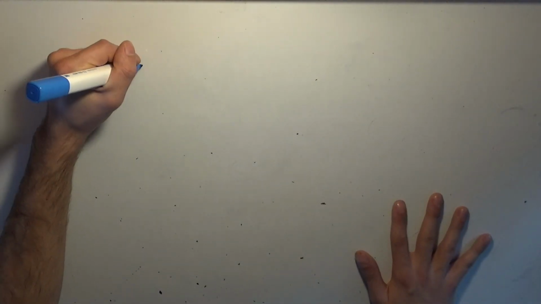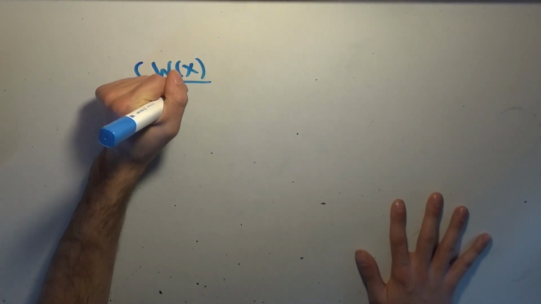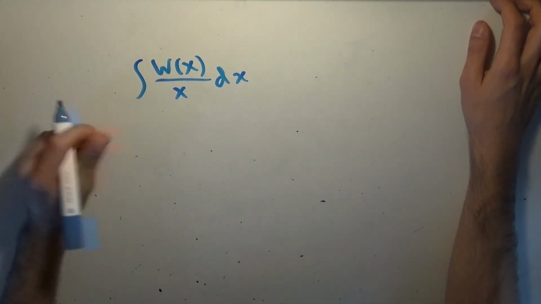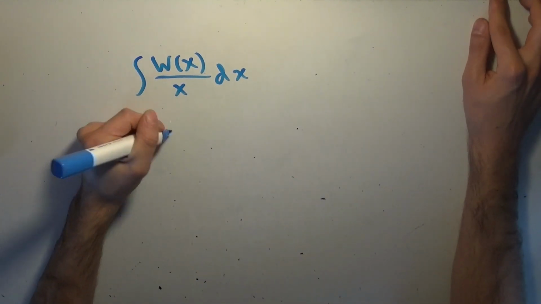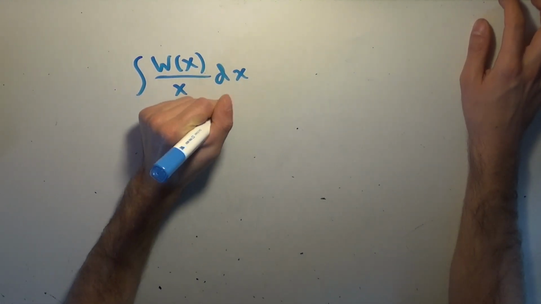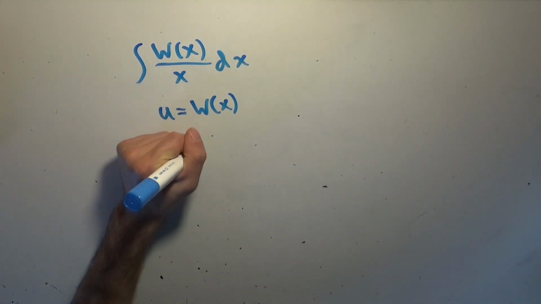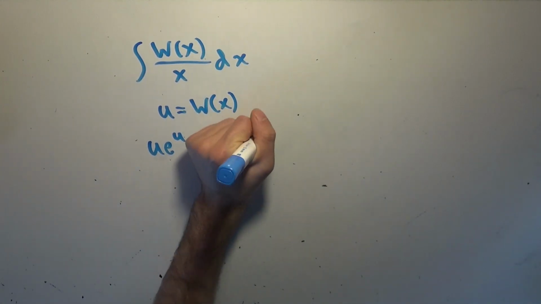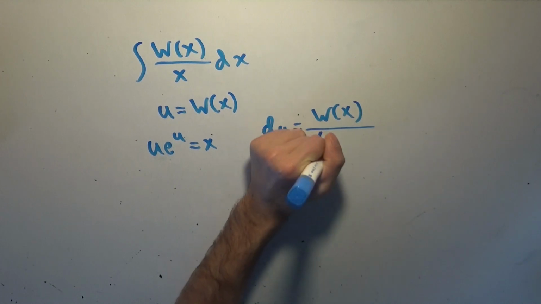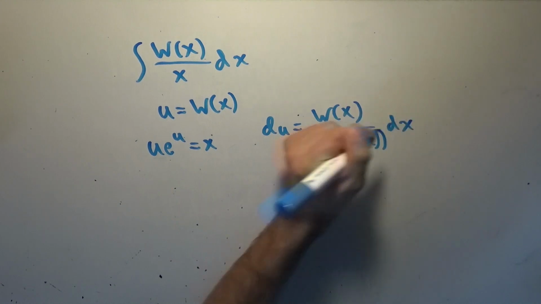So the next thing we're going to do is consider this indefinite integral. The integral of w of x over x dx. And so this is quite easy to solve. It's not too difficult. We just need to make a simple substitution. We want to say that u equals w of x, which tells us that u times e to the u is going to be equal to x, and that tells us that du is going to be w of x over x times 1 plus w of x dx, because that is the derivative of the Lambert W function.